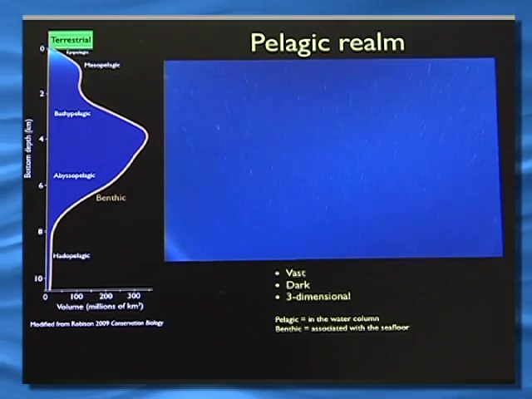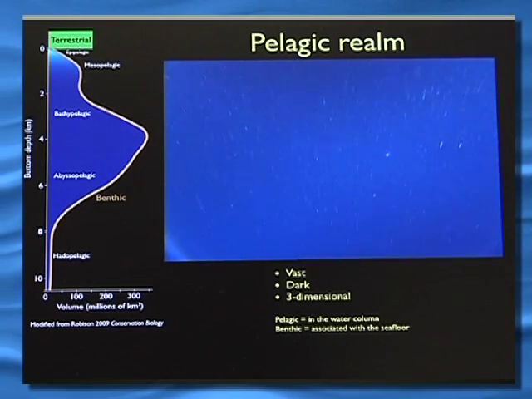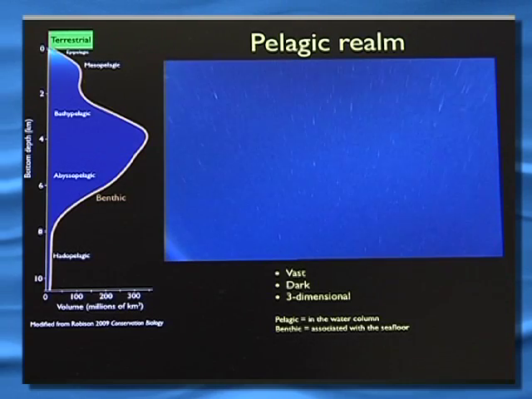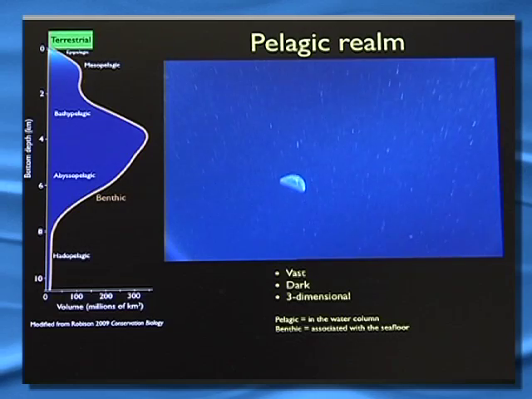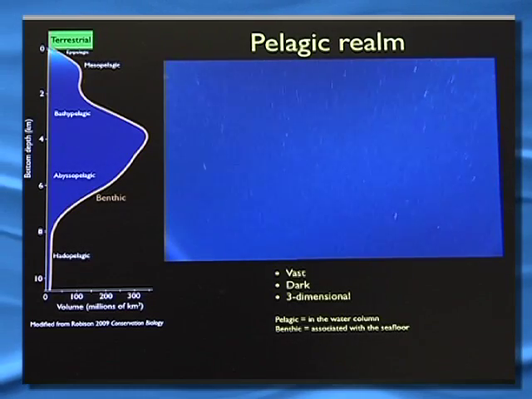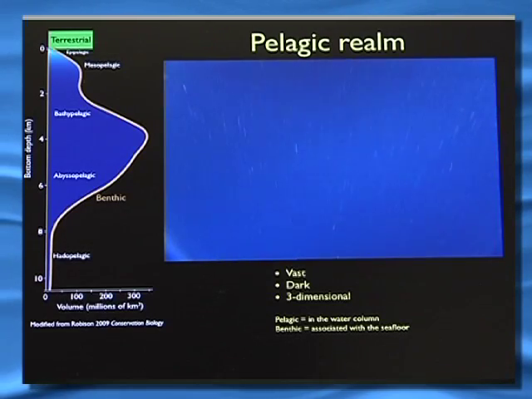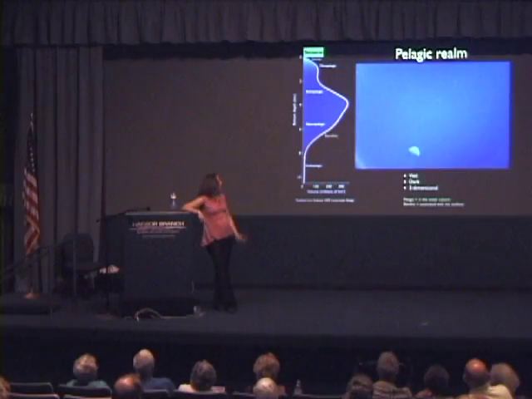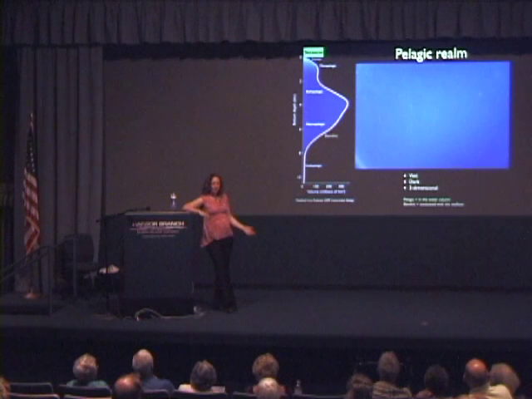1% of the Earth is covered in oceans. 90% of that is more than 200 meters deep, and that accounts for about 99% of the living space on Earth. So the midwater, or the pelagic realm, is the largest habitat on Earth by volume. And we know very little about it because it's very difficult to get to.